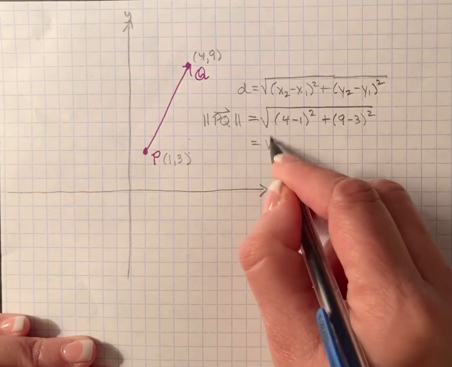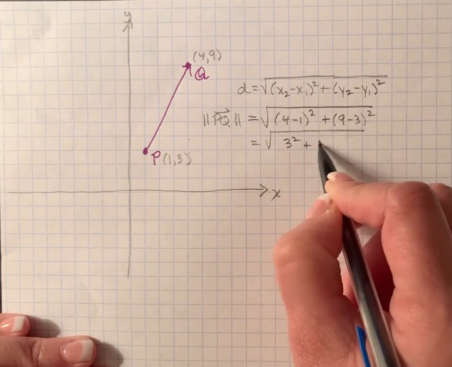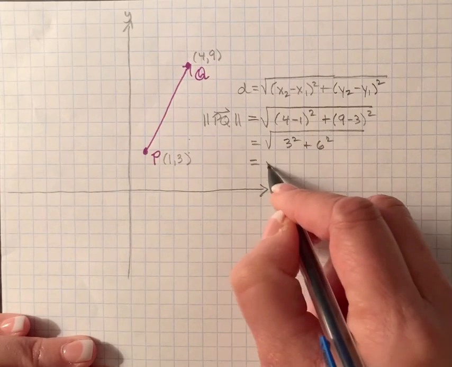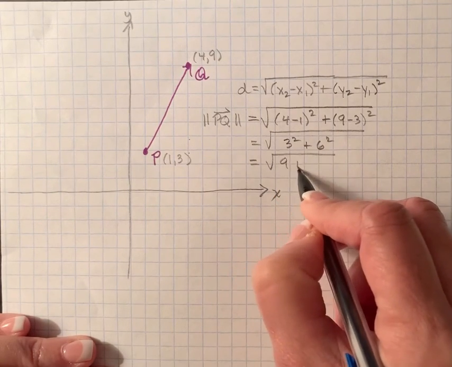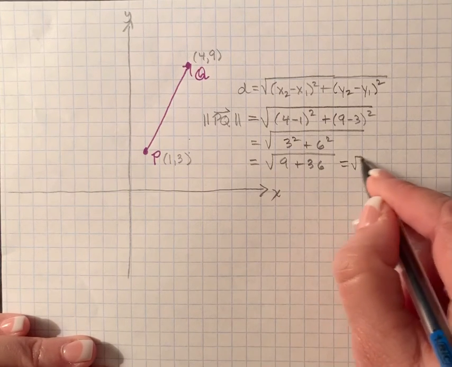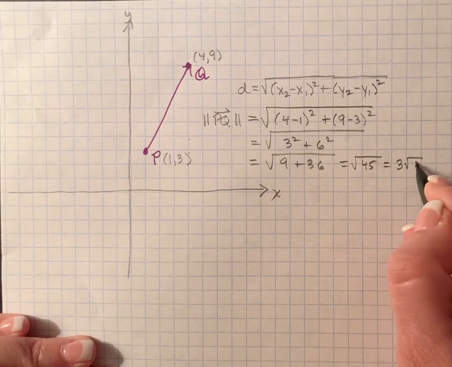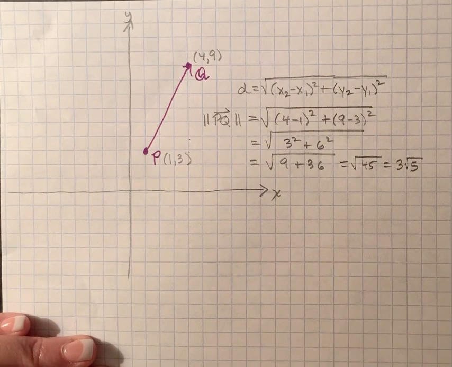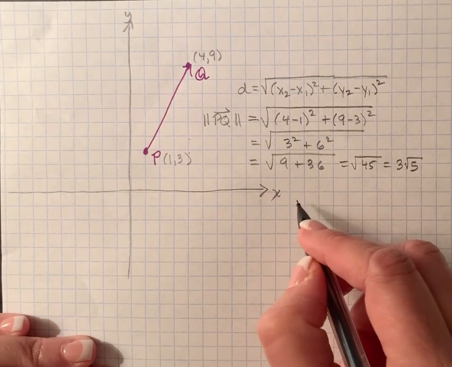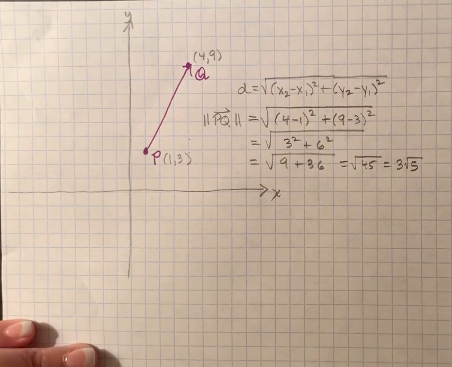And so that would equal 3 squared plus 6 squared. That would be 9 plus 36. So that would be the square root of 45. If you simplify it, 3 times the square root of 5. So the magnitude of PQ is equal to 3 times the square root of 5.